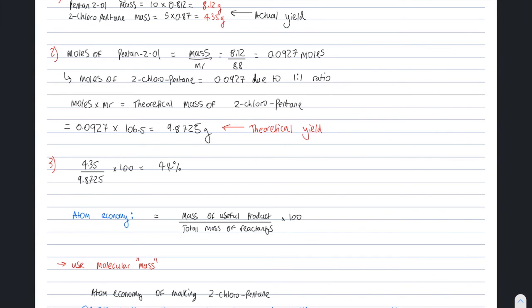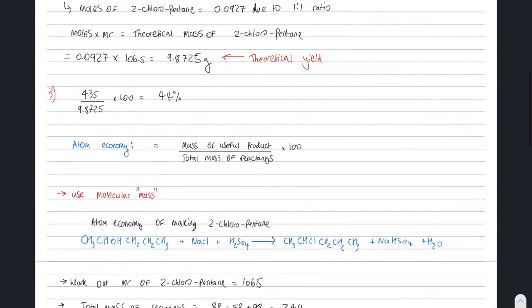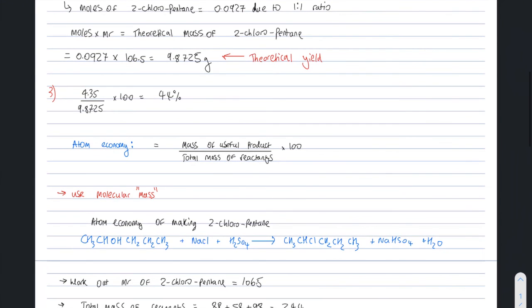Atom economy is basically the success of a process, and it's a percentage of how much of the reagents get converted into useful products. And you can use molecular mass when working out atom economy.